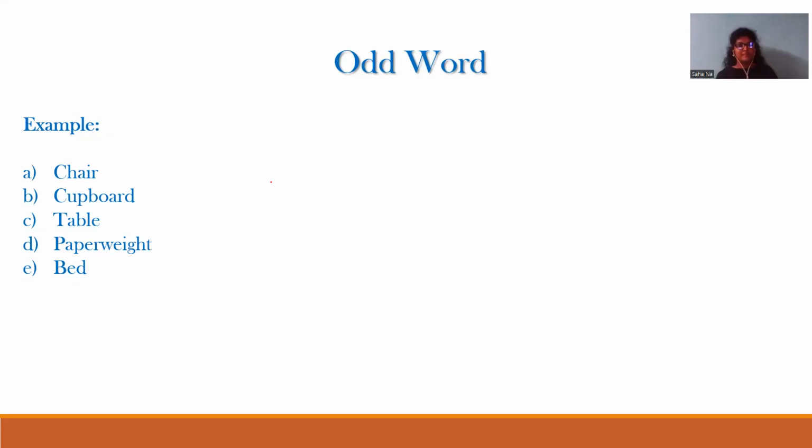Got it, ma'am. Do you have any other answer? All of those are furnitures, and paperweight isn't. So now you got it right. This answer is right. That paperweight is not a part of the furnitures, but the rest of the things are. So I hope everybody understood this, that paperweight should be the odd word out.